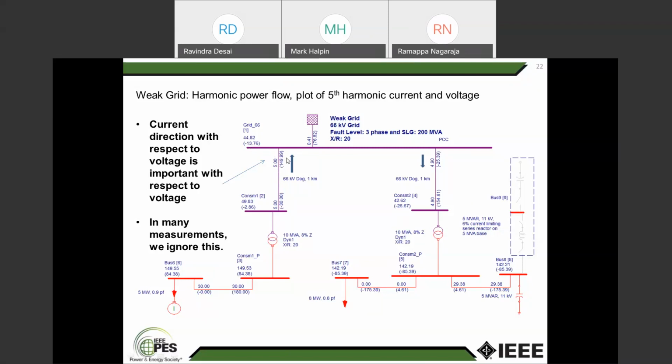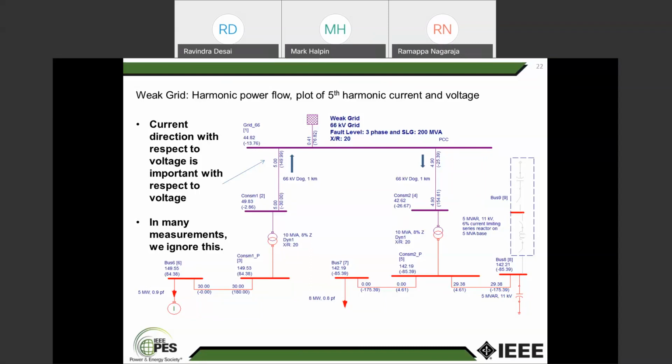Immediately, you'll be able to know that this current implies this is the injection. This is the trial. Because with respect to the fifth harmonic voltage here, the current is trial here. Most of the time, what we have seen is that we don't look into the angle of the current and also the angle of the voltage corresponding to the harmonic voltage and the current. We only look at the magnitude.